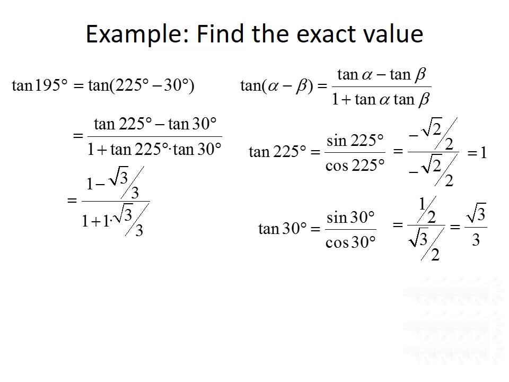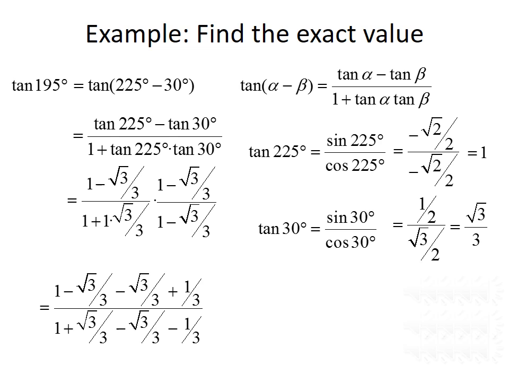So if we plug those values into our formula, we're going to get 1 minus root 3 over 3 divided by 1 plus 1 times the square root of 3 over 3. But we want to rationalize our denominator to get rid of the square root sign, so we're going to multiply both numerator and denominator by the conjugate of the denominator, which is 1 minus the square root of 3 over 3. If we multiply that out in the numerator using the FOIL method, we're going to get 1 minus root 3 over 3 minus root 3 over 3 plus 1/3. And in the denominator, we'll get 1 plus root 3 over 3 minus root 3 over 3 minus 1/3.